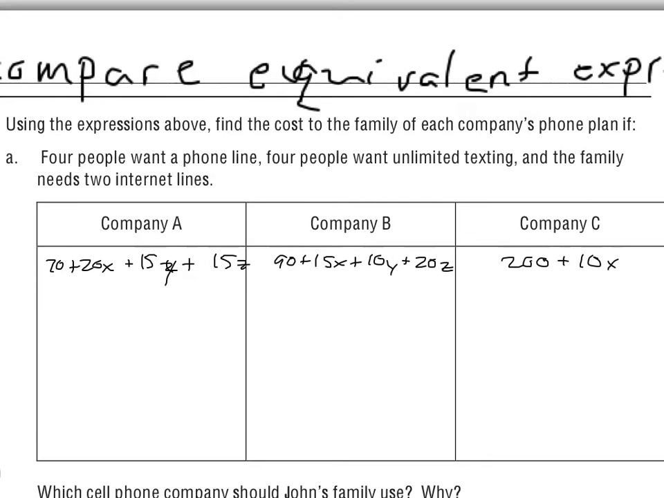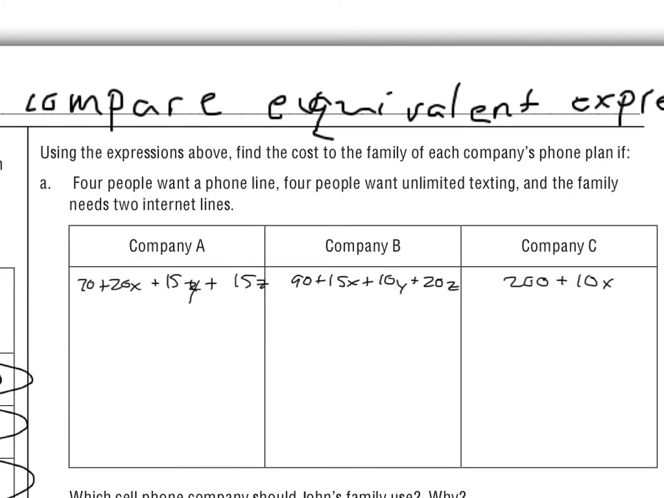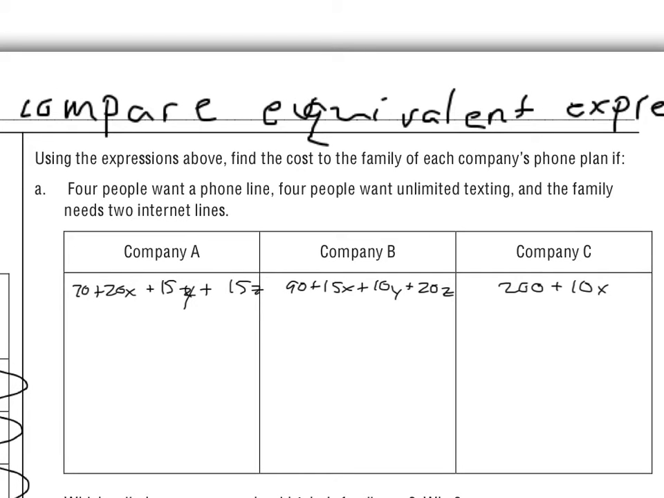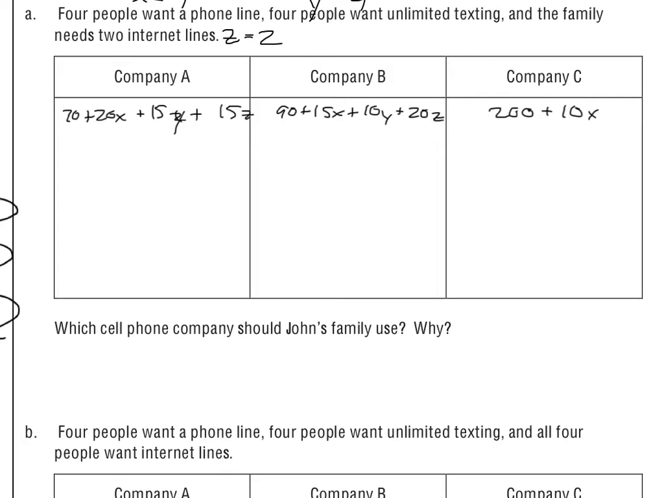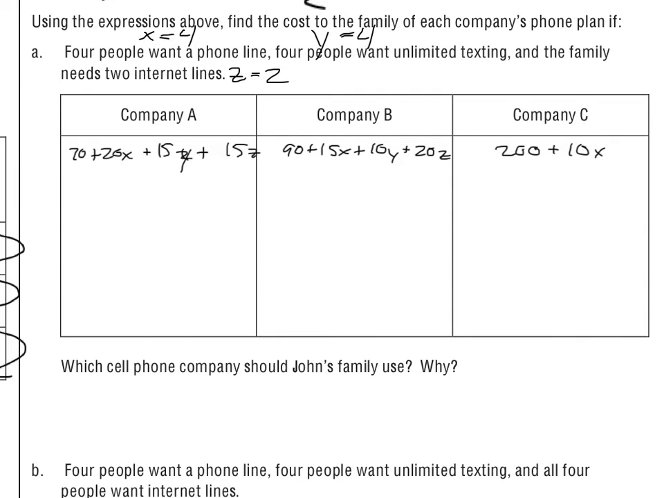Now, as we read through this first scenario, we have 4 people that want a phone line, so x is equal to 4. 4 people want unlimited texting, that's y, so y is equal to 4. And the family needs 2 lines with internet, so z is equal to 2. We want to determine which cell phone company this family should use, given what the family needs.